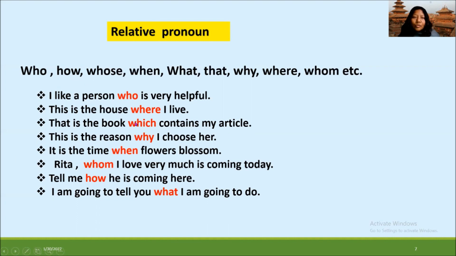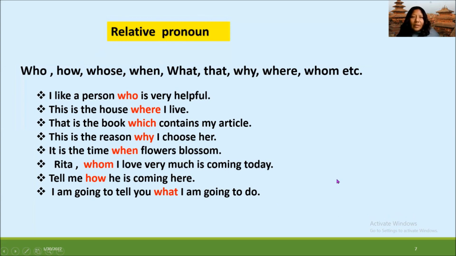In these sentences, who, where, which, why, when, whom, how, what are relative pronouns. Why are they relative pronouns? Because they are not used to ask a question. Another thing is you cannot see a sign of interrogation here, so they are not questions. They are relative clauses. Relative pronouns are used to identify the exact person or thing being discussed.